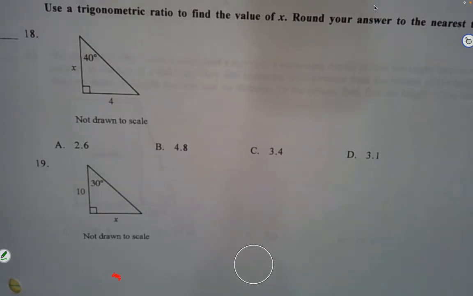Okay, number 18. It says use a trig ratio to find x. So I'm going to start with my angle. Do I use sine, cosine, or tangent? Tangent. So the tangent of 40 degrees equals what? Opposite over adjacent. I'm just using SOHCAHTOA. That's 4 over x. And my calculator is about to do all the work for me, right?